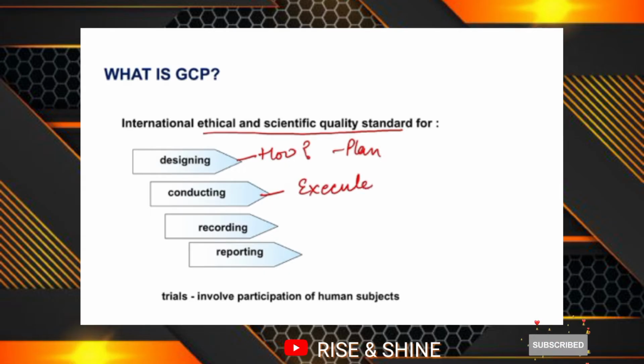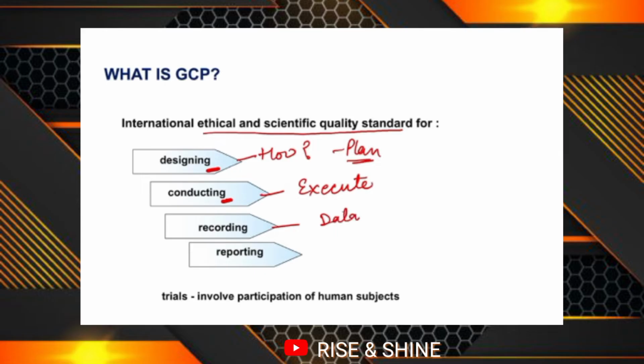When you plan your trial, just imagine it is the same way you plan your experiment in the lab. There are some guidelines. So it covers guidelines for designing. Then how to execute that trial, again there are guidelines. And how to record, basically how to collect the data.